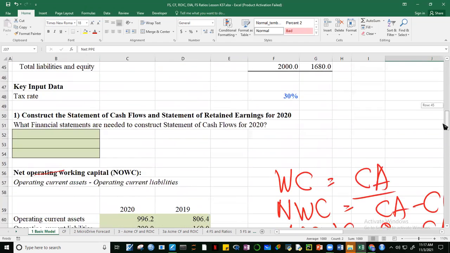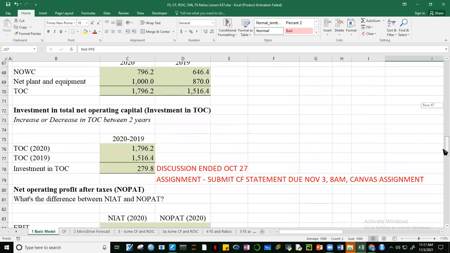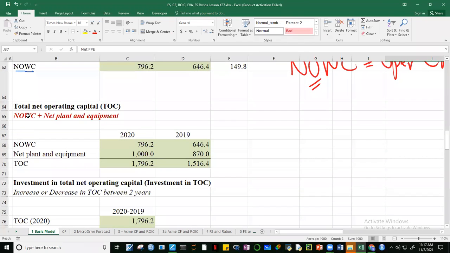Okay, the formula for TOC, guys, total operating capital, is NOWC plus net PPE. So just a word of caution, if you're given in the balance sheet the at-cost PPE, you have to add to NOWC not the at-cost PPE, but rather the net PPE. So just follow strictly the formula. Okay, so here we see that from 870 to 1,000, the company indeed invested in property, plant, and equipment.